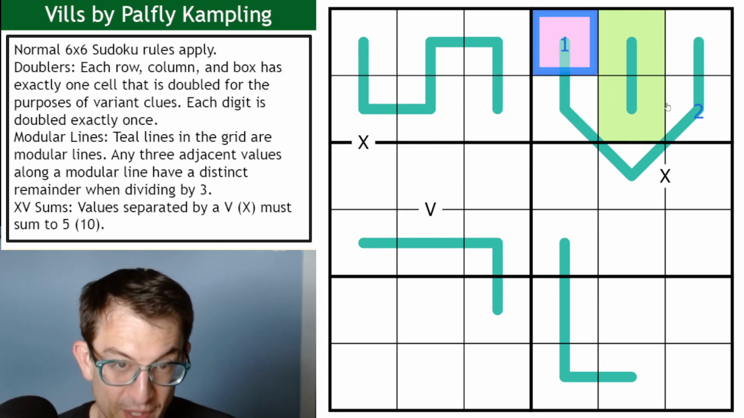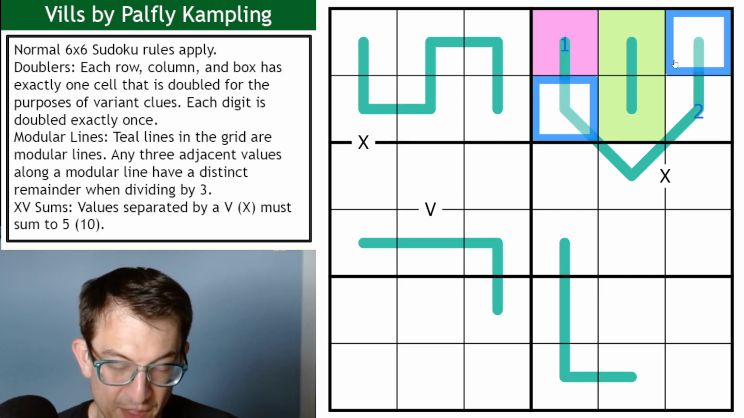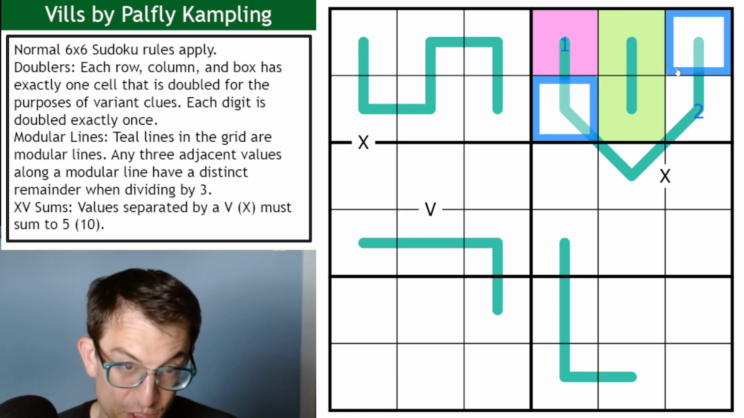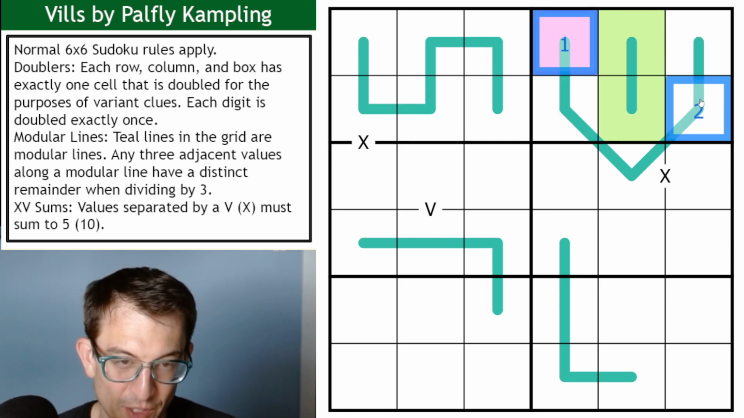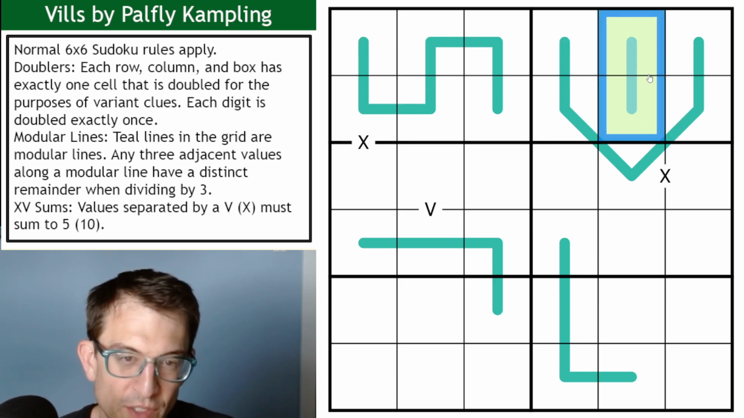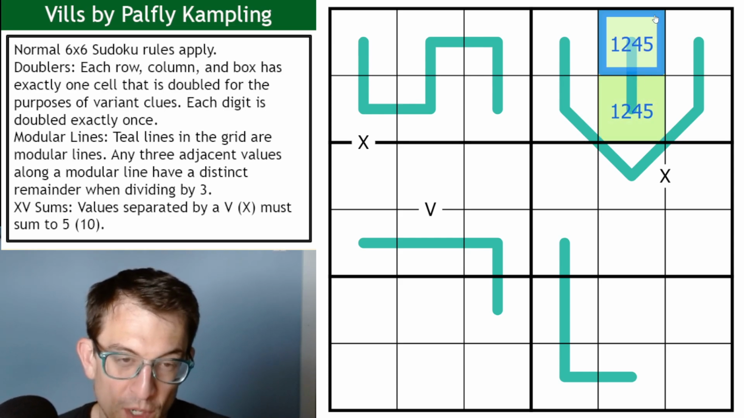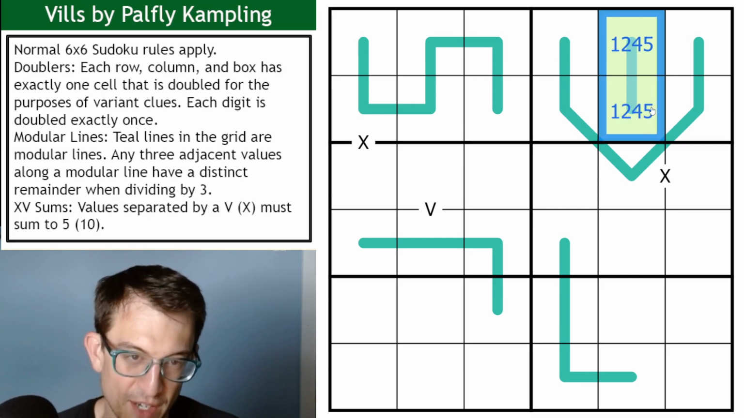Now again, that's assuming one of these two is the doubler. If one of these two is the doubler, then 3 and 6 are in those two. By the way, 3 and 6 aren't here. So these are from 1, 2, 4, and 5. There's 1 from each group. So one of these digits is 1 or 4, and the other digit is 2 or 5.